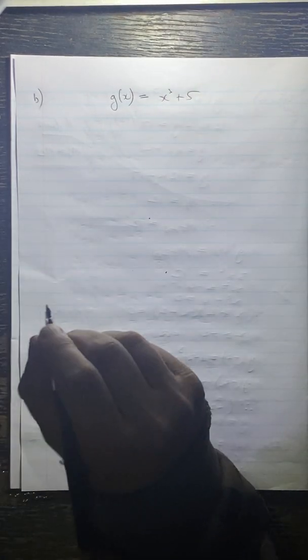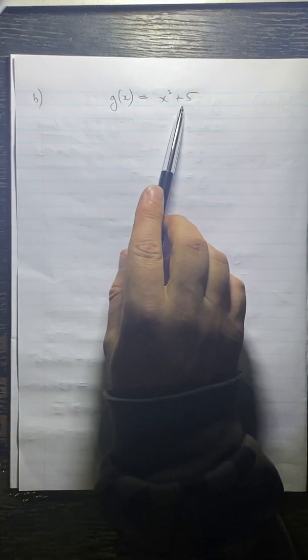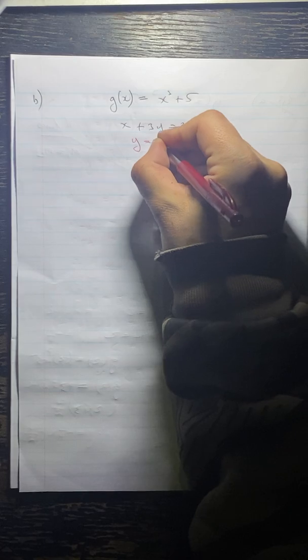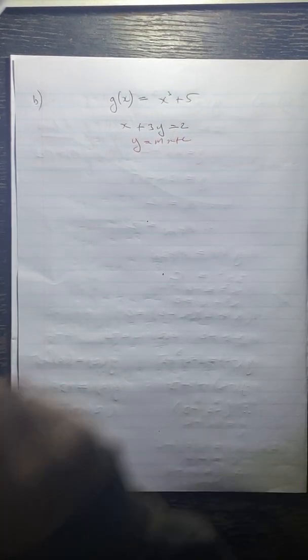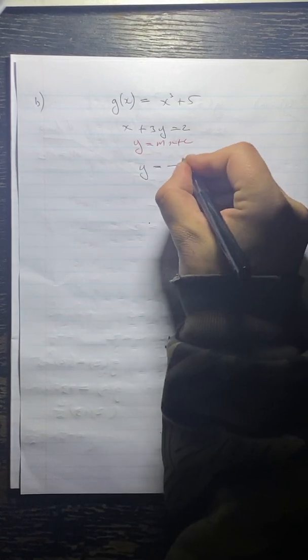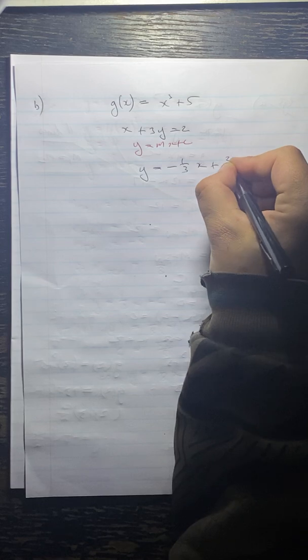So again, we still have this main function g of x is equal to x cubed plus 5. In part B, they're asking, at which point is the tangent to this curve perpendicular to the line x plus 3y equals 2? I need to get this into the form y equals mx plus c. So we get y is equal to minus 1 over 3x plus 2 over 3.